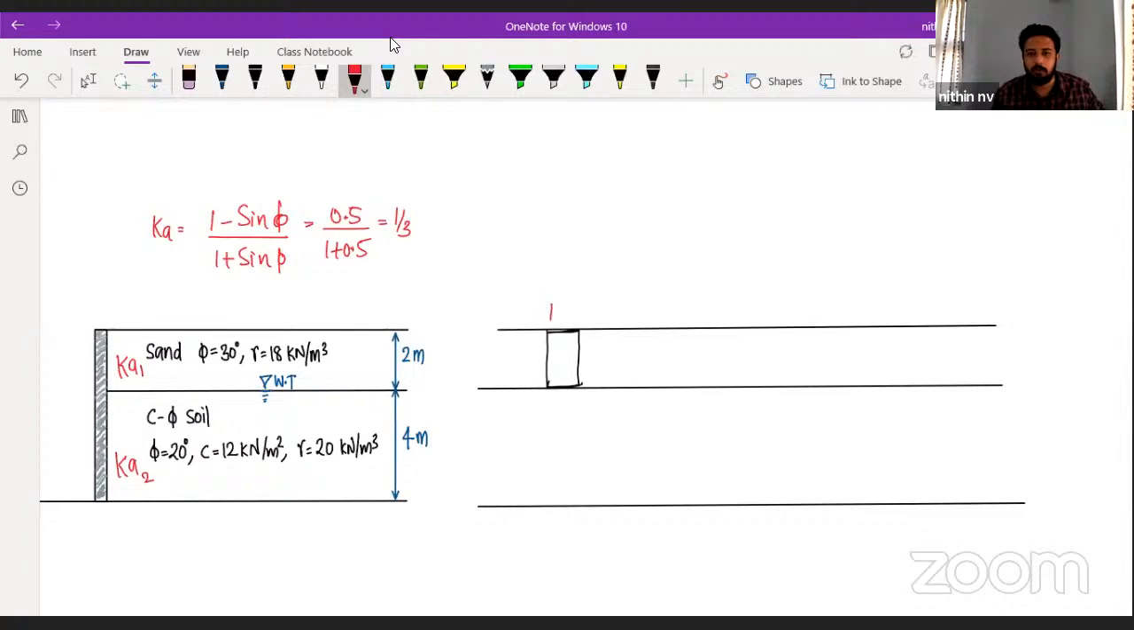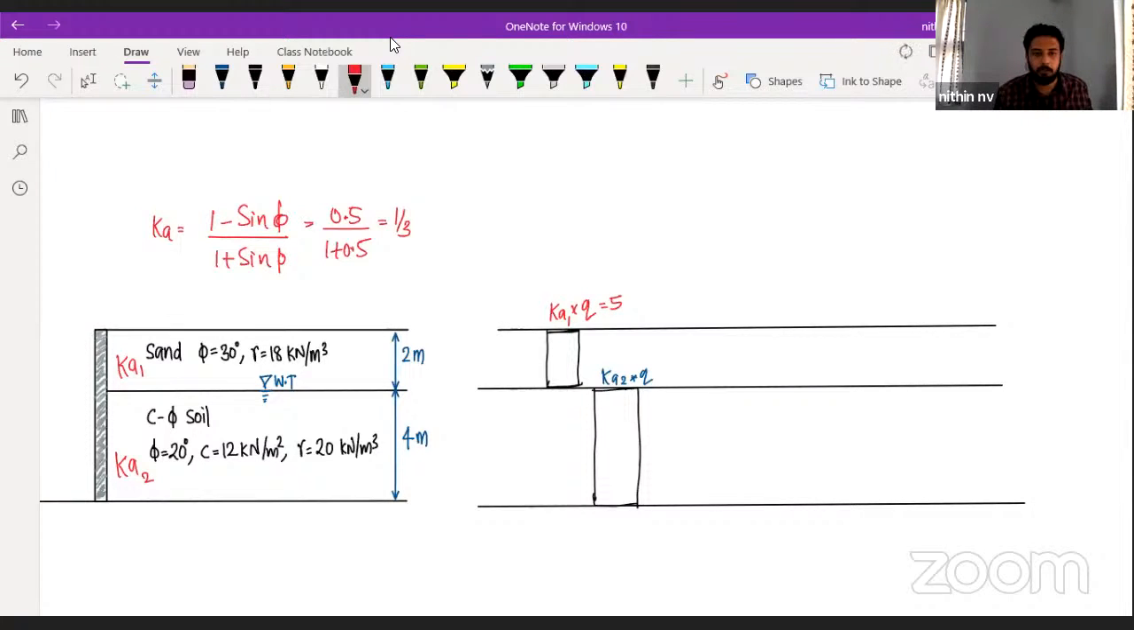So Ka into Q will come for the active earth pressure. Pressure will be Ka1 into Q on this first layer. It will be having Ka2 into Q in the second layer. So here it will be Ka2 into Q. How much will those values be? 1 by 3 into 15. That is going to be 5.